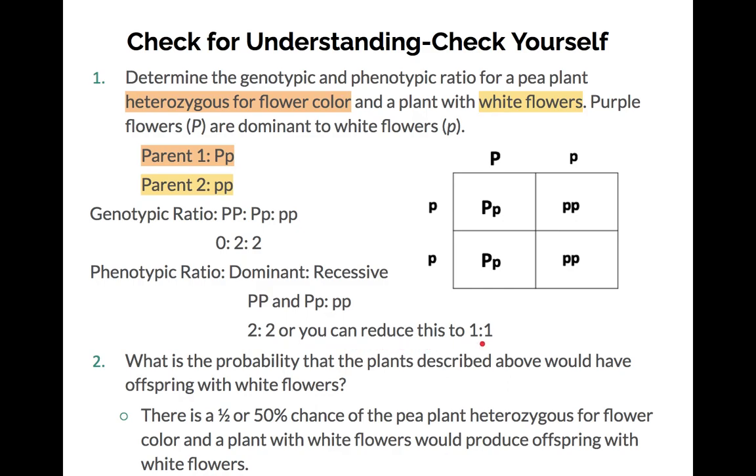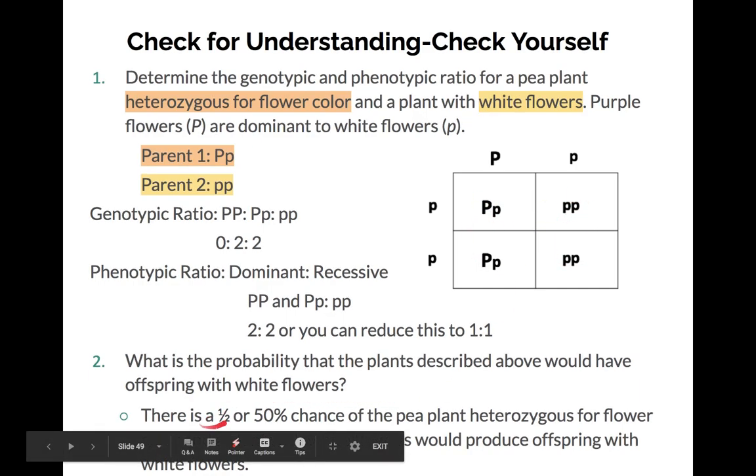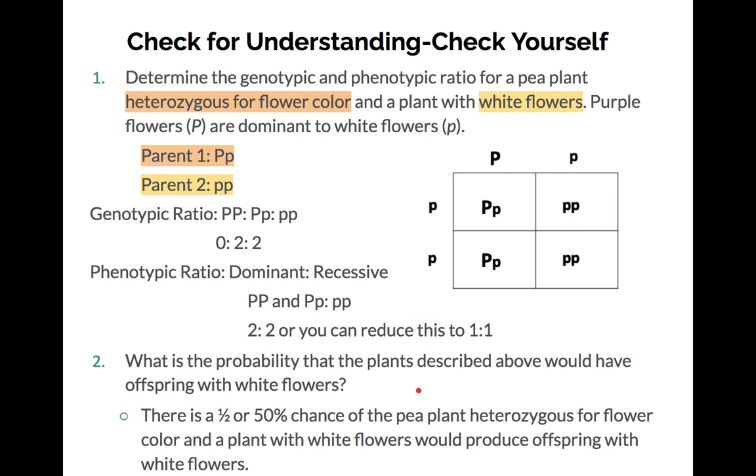Now for number 2, what's the probability that the plants described above would have offspring with white flowers? So remember, white flowers have to be 2 little p's, because that is recessive. So for this one, there were 2 out of our 4 total offspring. So 2 out of 4 would be 1/2 or a 50% chance that a pea plant that was heterozygous crossed with a plant with white flowers would produce offspring with white flowers.